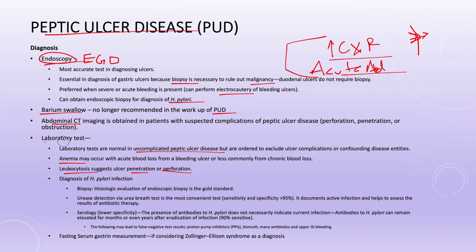We also need to diagnose, as far as laboratory testing, H. pylori, especially if we don't elect to do the endoscopy first off. And those are done by biopsy if we have to, urea breath test, serology, or fecal assay. Okay, we already talked about that. If we have recurrent peptic ulcers or recurrent GERD that's refractory to treatment, we should also consider getting a fasting serum gastrin measurement, and that's for Zollinger-Ellison. And we'll talk about that in a minute as well.